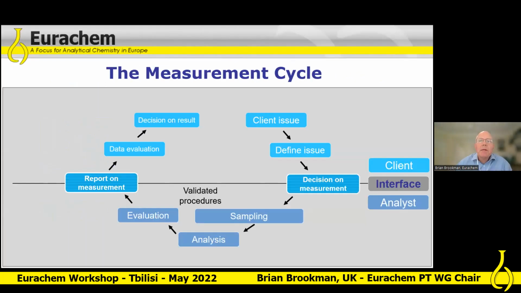I'm not going to go through the measurement cycle because Vicky, in her opening talk, described the measurement cycle, which is very much what Eurachem tends to address. But I just want to relate it a little bit to PT, to talk about how PT plays an important part in various aspects of the measurement cycle. So you have those pre-measurement aspects where the issue is being defined and maybe decisions made on the measurement. And PT can play an important part in that.